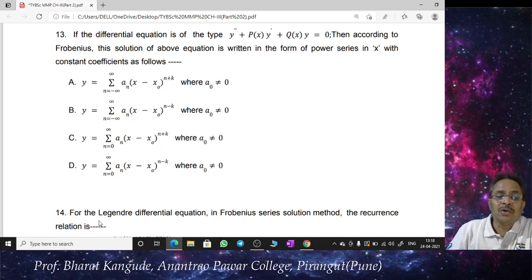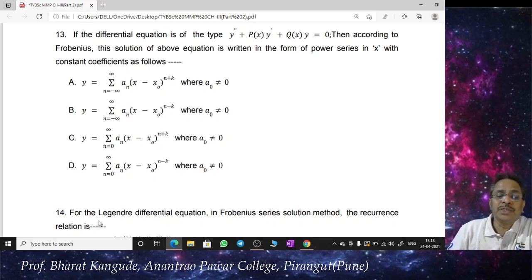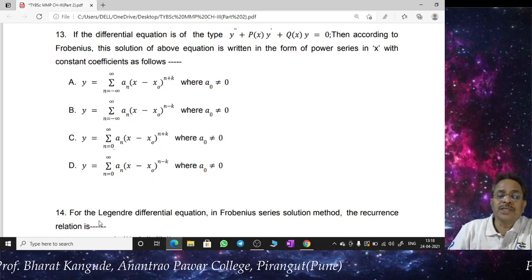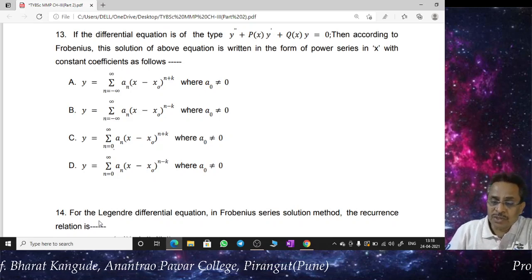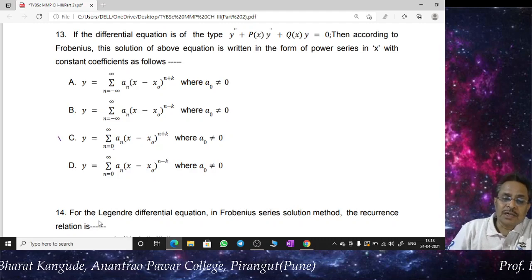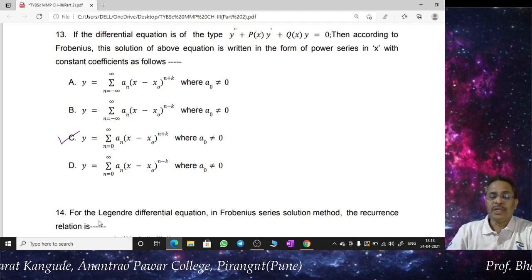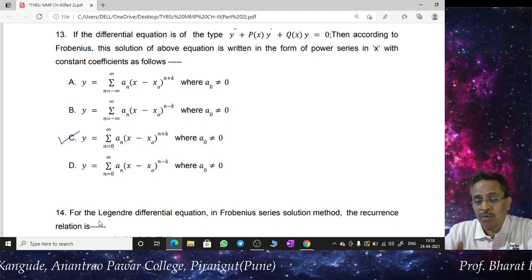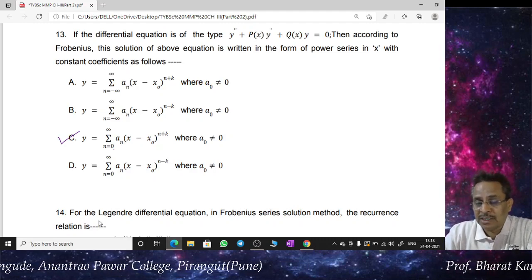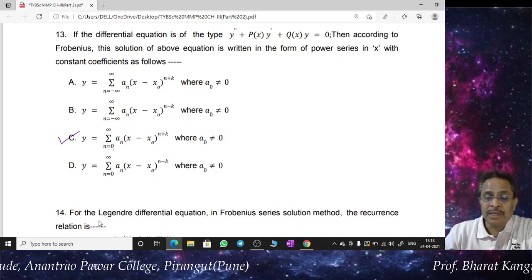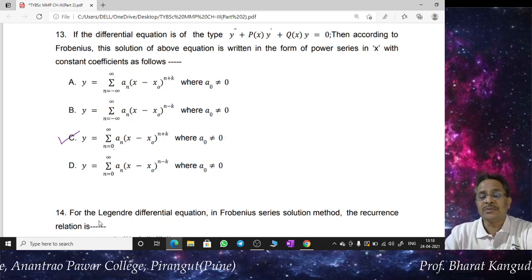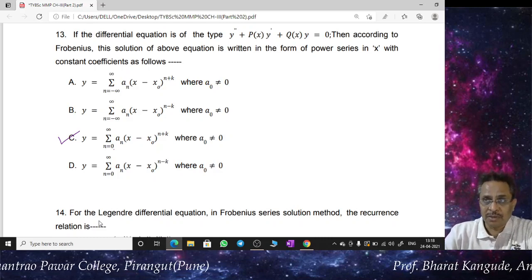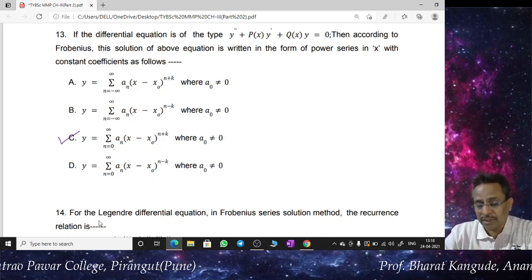And here option C is y equal to summation over n equal to 0 to infinity of a_n times (x minus x0) raised to n plus k, where this a0 is not equal to 0. So this is the correct power series we usually use in the Frobenius series solution method. So remember, n equal to 0 to infinity, not minus infinity or plus infinity or anything. It is 0 to infinity a_n times (x minus x0) raised to n plus k, where k is any number.